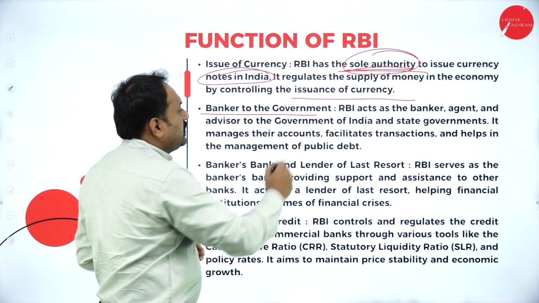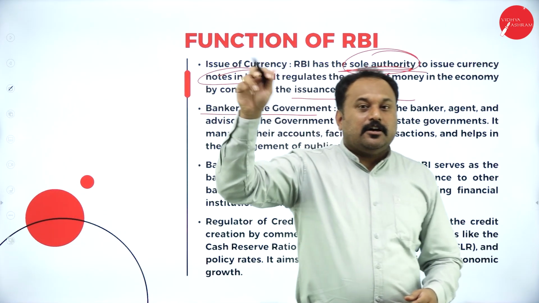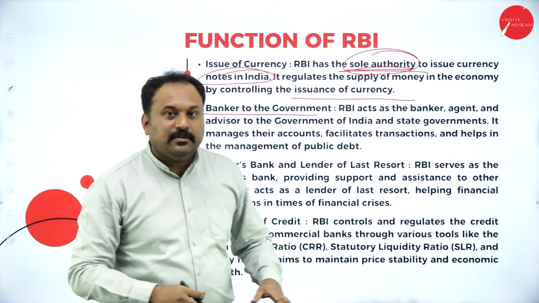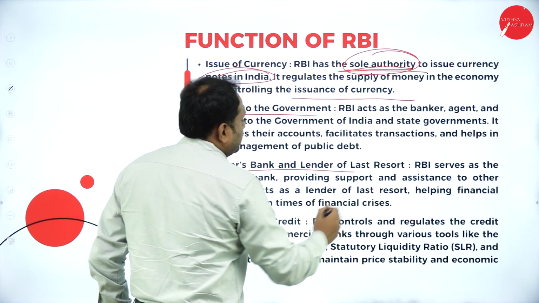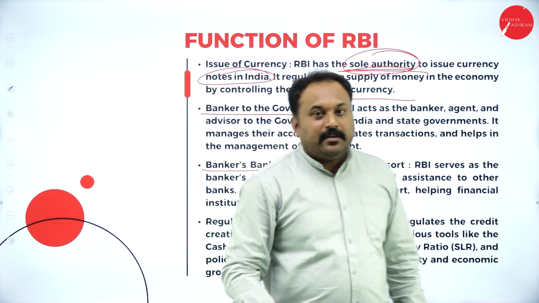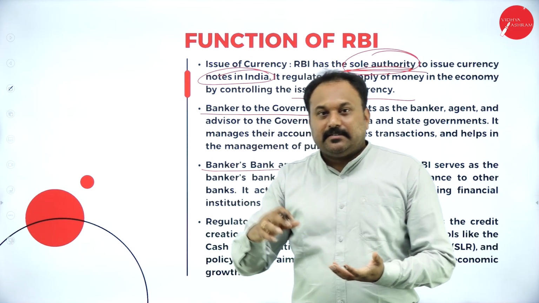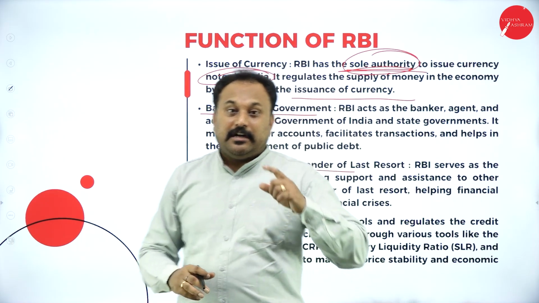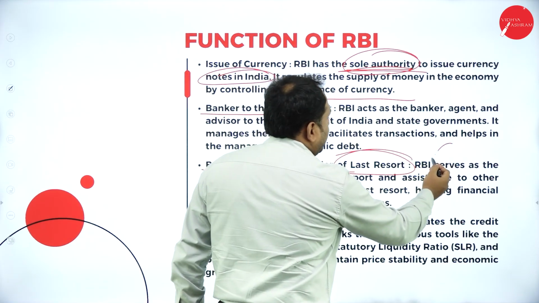Banker to the government. Who is RBI banker to? To the government. Whenever the government needs anything, who is the one who will come to the rescue? That is RBI. Banker to banks and lender of last resort. Any bank that needs money will ask other banks. Say the other banks also don't have money, so whom will they ask? That is why it is called last resort. The last resort is the RBI.